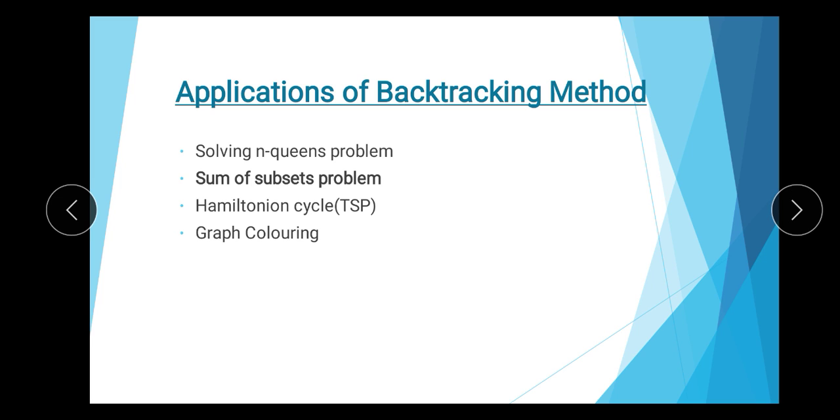Now in the last session we saw how to solve the n-queens problem with the help of the backtracking method, and in this session we see the next application of the backtracking method, that is the sum of subset problem. Here I listed the applications of the backtracking method. First one is solving the n-queens problem, which we already saw in the last session. Next is the sum of subset problem. Third application is the Hamiltonian cycle, and next is graph coloring. So today we see how to solve the sum of subset problem with the help of the backtracking method.